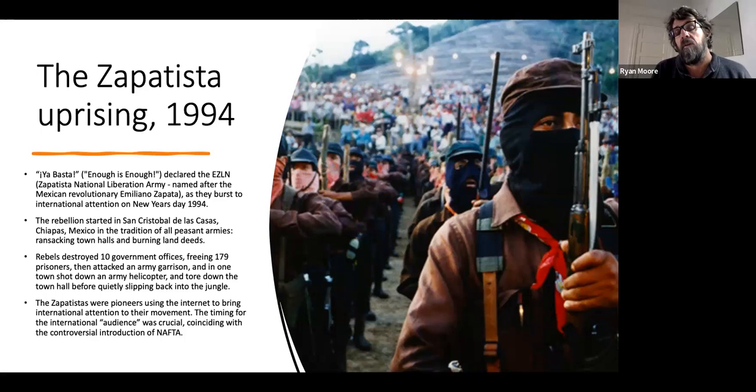And again, the timing of this uprising was crucial, because it sent the message that this was not just a rebellion against the Mexican government, but a rebellion against this larger international free trade agreement of NAFTA, that it was a revolt against the power of global capitalism itself, and the way that this free trade agreement was basically rigged to the benefit of multinational corporations and the super wealthy at the expense of everybody else.